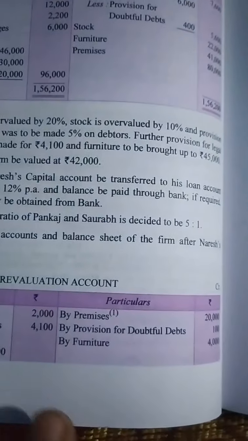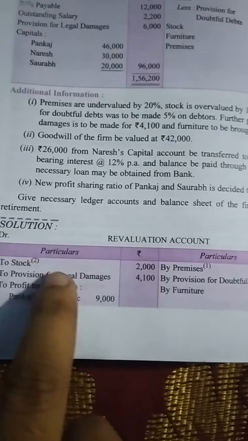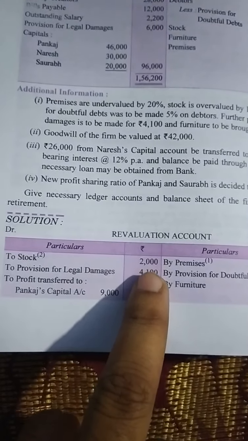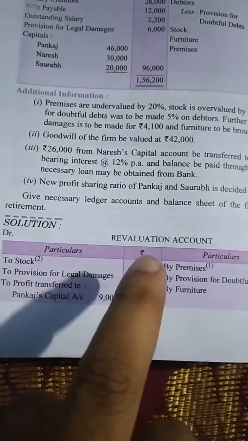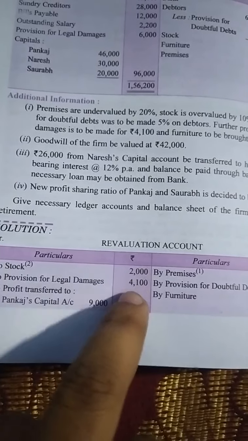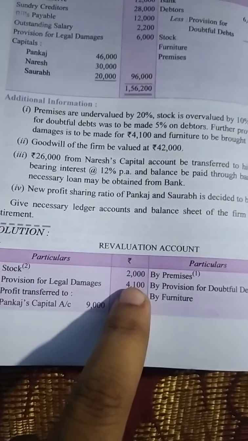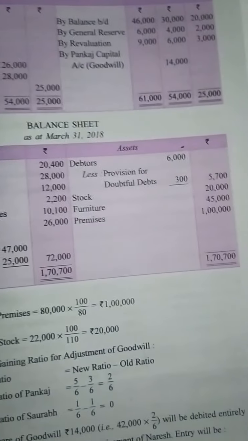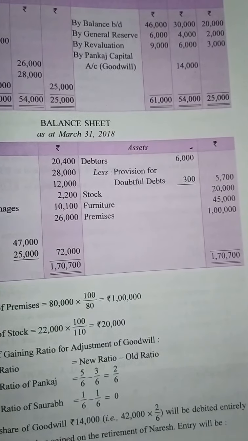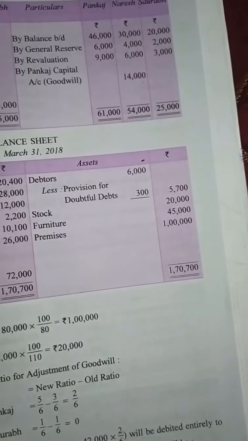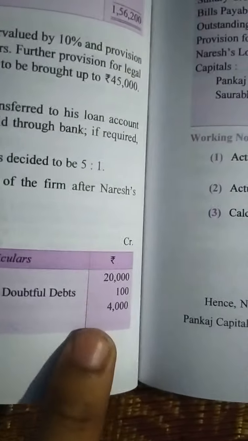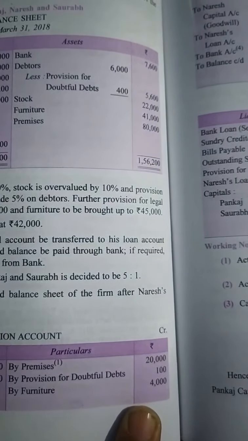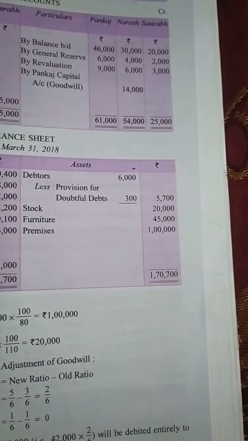Now stock. Related to stock, one item you can see on the debit side of the revaluation account, 2,000. An asset shown on the debit side means it is decreasing. So decrease stock by 2,000: 22,000 minus 2,000, 20,000. Furniture, there is an increase in value by 4,000 rupees. Increase furniture by 4,000 rupees, 41 plus 4, you will get 45,000.